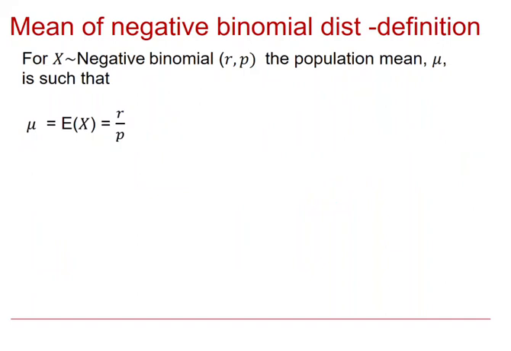The population mean for a negative binomial is defined as R divided by P, and you may recall the mean for the geometric is 1 divided by P, and you could think of the mean of the negative binomial as R multiplied by the mean of the geometric.